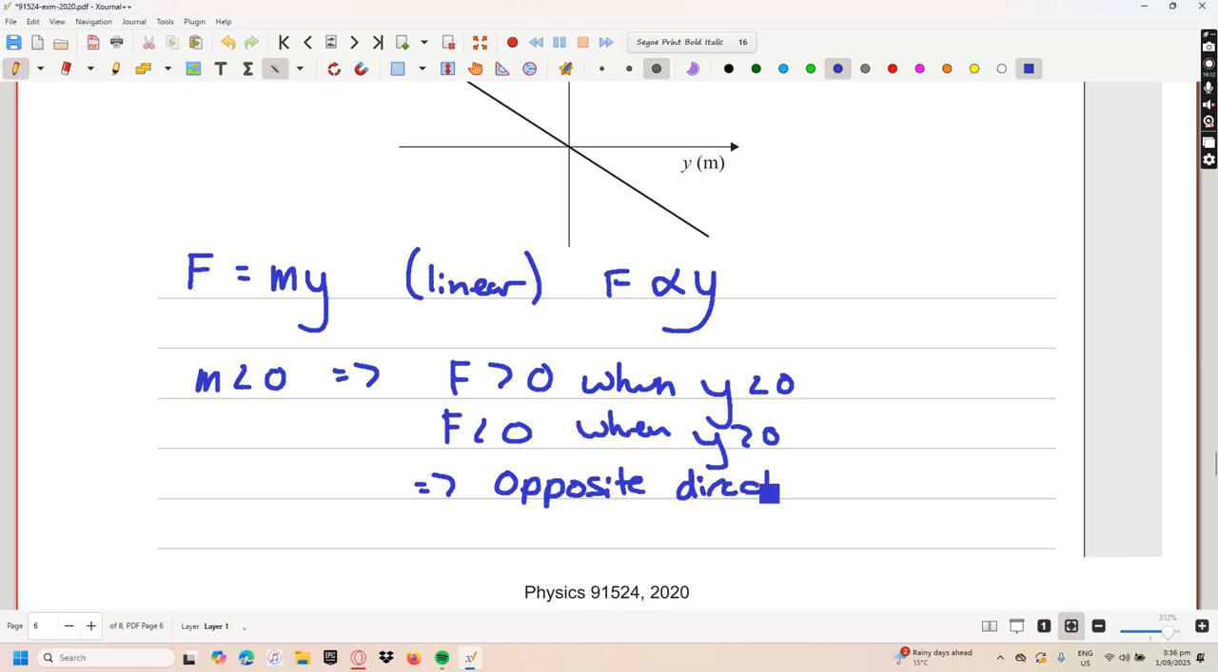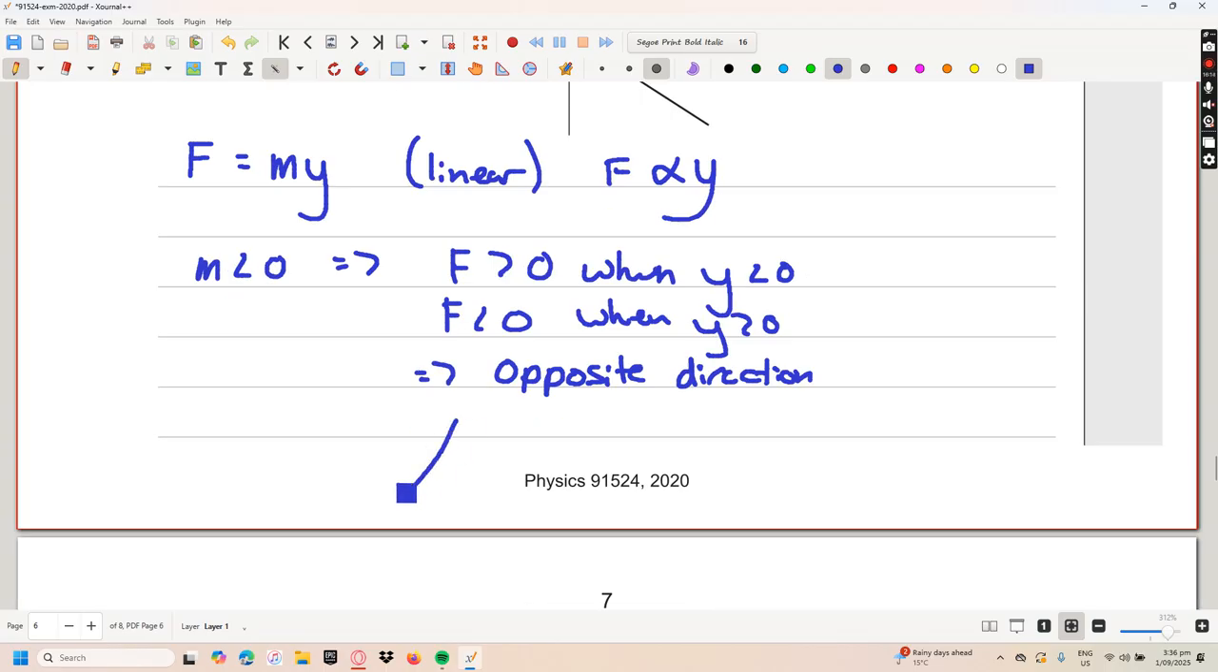which should make intuitive sense because when you're on a swing, if you go out this way and you define this to be positive, then the force will be back this way, which is negative. Similarly, if you go out this way and you define this to be negative, the force will be back this way, which is positive. Your force is always going to go against where you are.